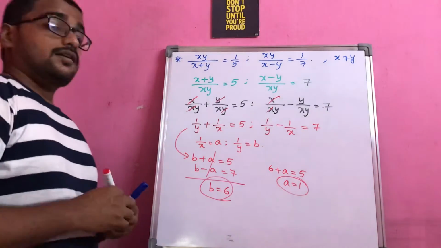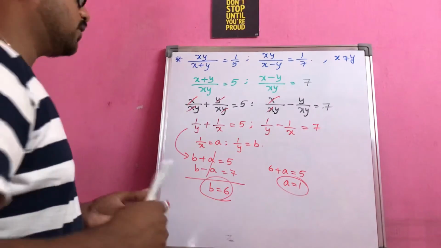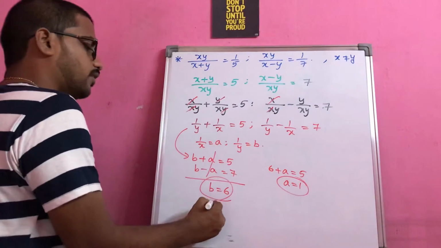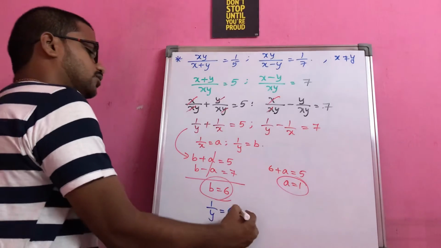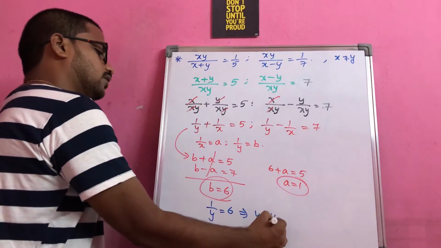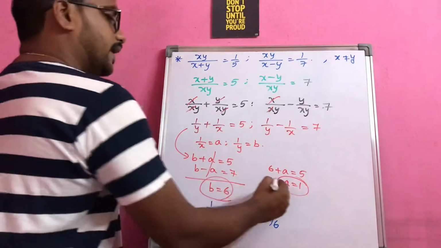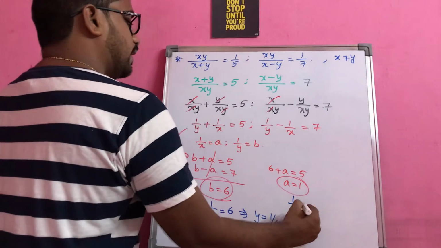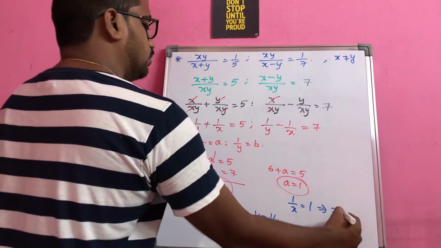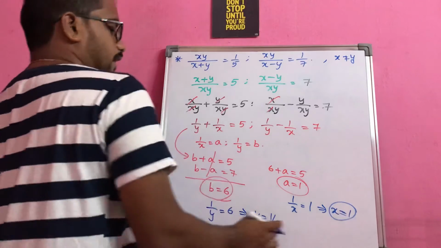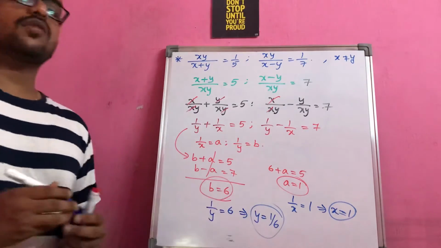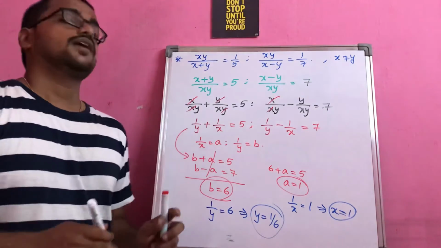But the examiner doesn't know what a and b are. So what I have to do, b is nothing but 1 by y, which I had taken. So with 6, I will be getting y is equal to 1 by 6. a is nothing but 1 by x, which I had taken. So x is equal to 1. So x is equal to 1 and y is equal to 1 by 6 are the solutions of this equation.